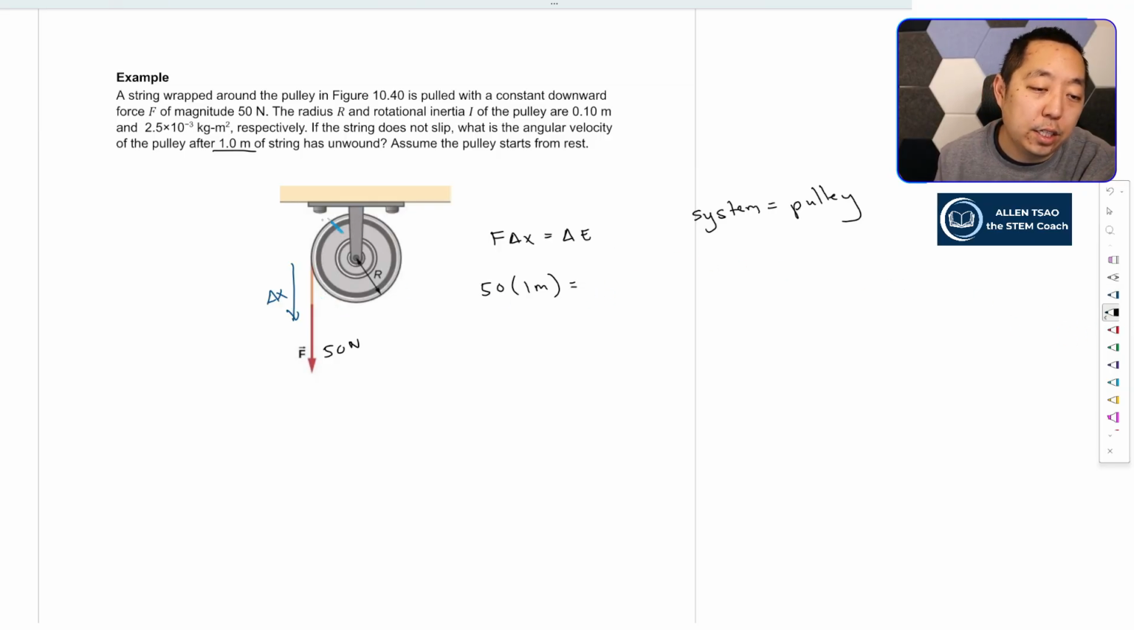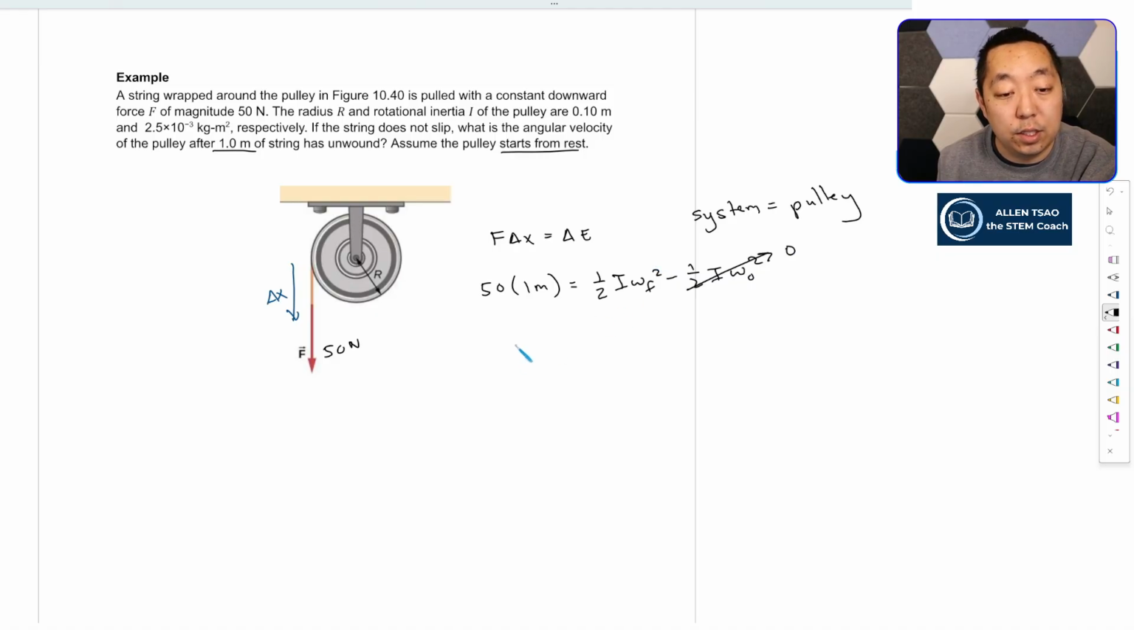Now, what kind of energy? We're talking about kinetic energy, but it's a spinning kinetic energy, so it's going to be 1/2 I omega f squared minus 1/2 I omega naught squared, right? But it starts from rest, so we know that it starts at 0. So then you can just solve for the angular velocity. This would be the easiest way to solve this problem, right?